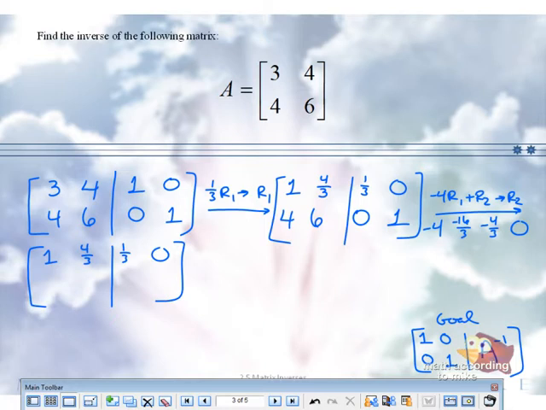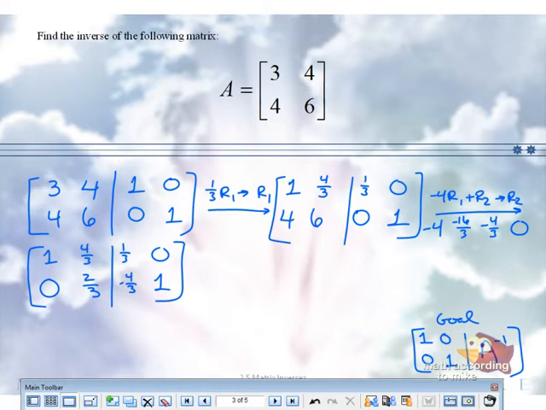Taking those 4 entries and adding them to the second row. 4 and -4? 0. 6 and -16/3? 2/3. 2. 2/3? 0 and -4/3? Class, 0 and 1? Listen. Good. First column is done. We move on to the second column.